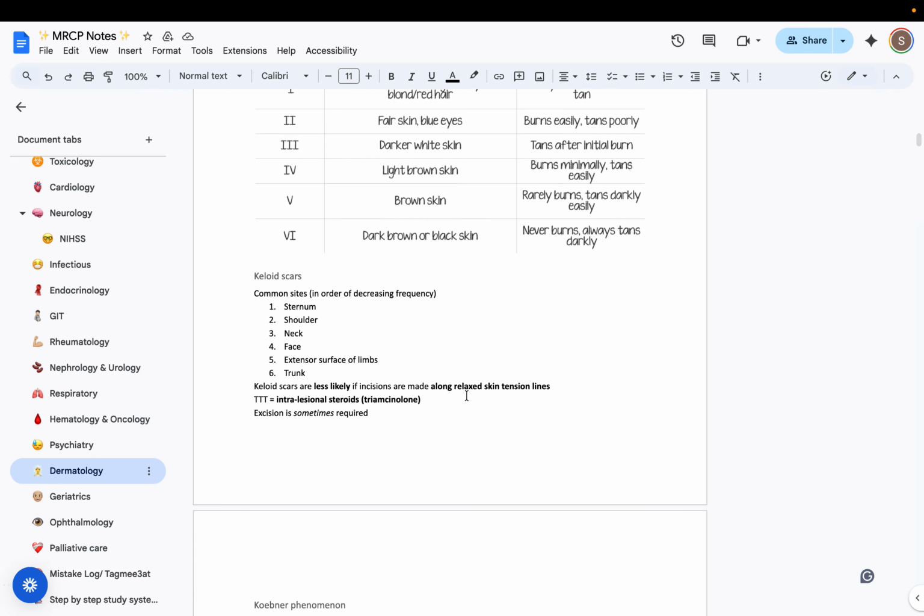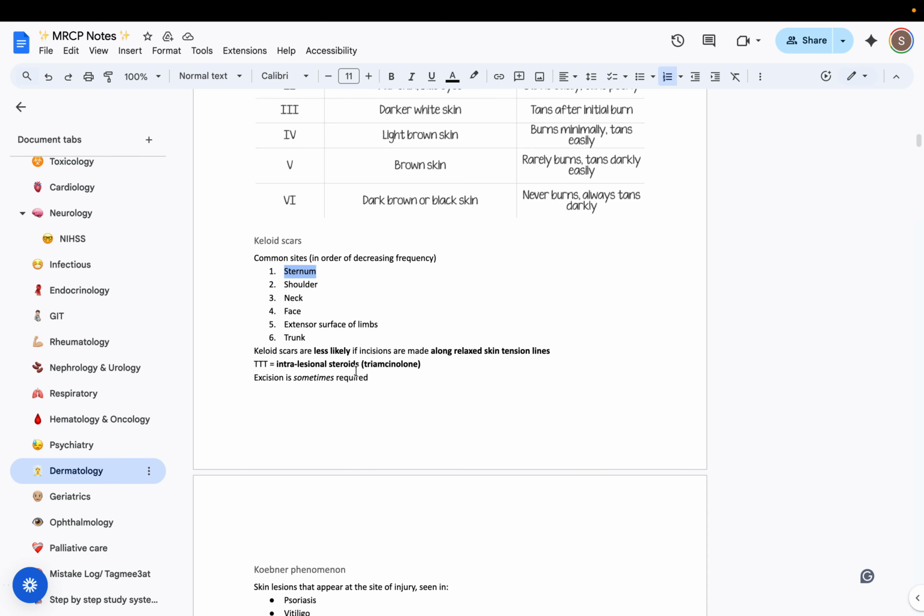Now let's look at keloid scars. Keloid scars are most common in the sternum, shoulder, neck, face, extensor surface of the limb and trunk. They're less likely if the incisions are made along relaxed skin tension lines. They're treated with intralesional steroids, and excision is sometimes required, even though I think it increases it or something.